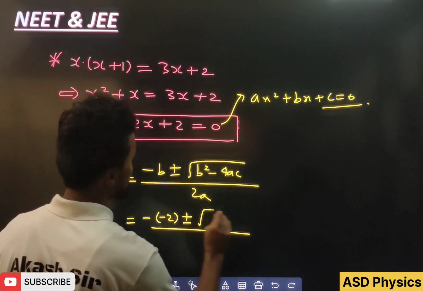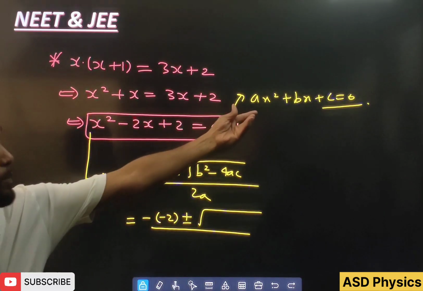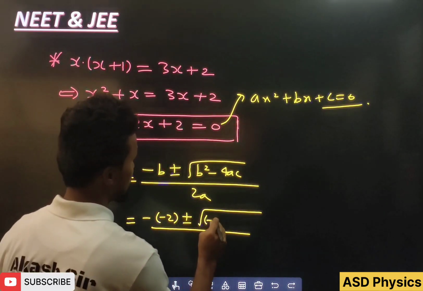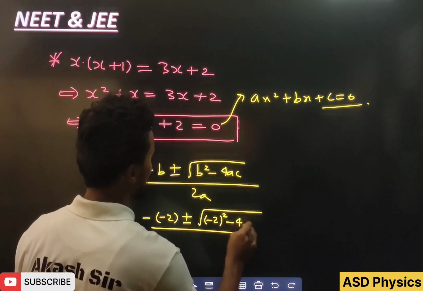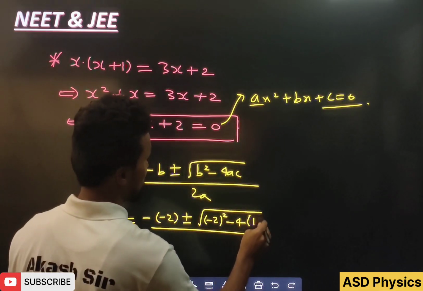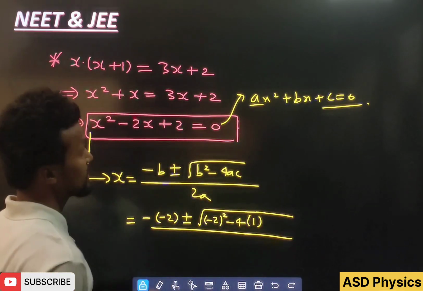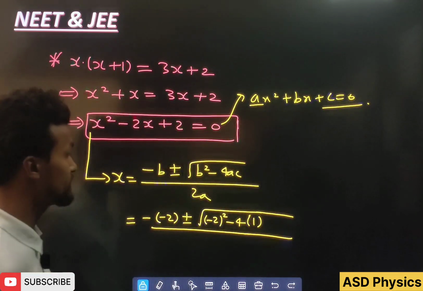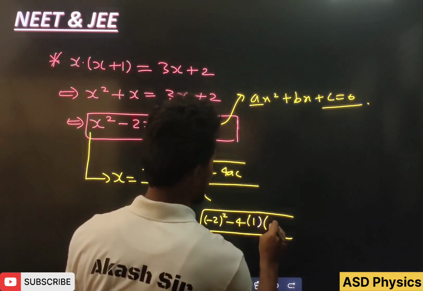Plus minus the square root of b² minus 4ac. What is the b value here? Minus 2. So see here, (minus 2)² minus 4 times the a value. This is a, and here the a value is 1. And what is the c value here? This is c, and here the c value is 2.